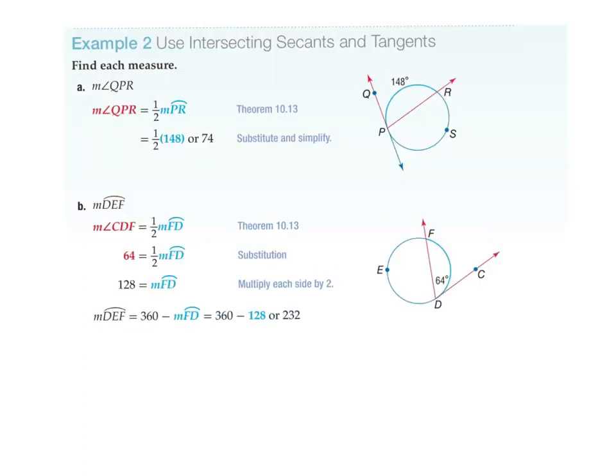Let's have a look at example 2, part A. The arc is 148. All you want is to divide that by 2, you get 74. Working inversely, if the angle is half of the arc, then the arc is twice the size of the angle. If the angle is 64, then you multiply it by 2, and you finish up with 128.